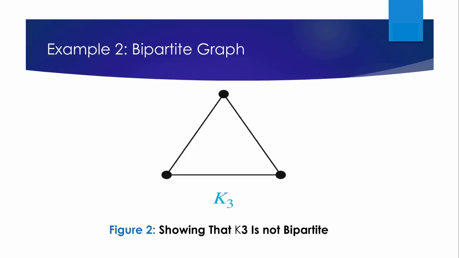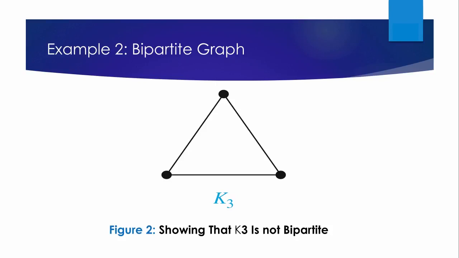As another example, consider the graph K3 shown in figure 2. K3 is not bipartite. To verify this, note that if we divided the vertex set of K3 into two disjoint sets, one of the two sets must contain two vertices. If the graph were bipartite, these two vertices should not be connected by an edge. But in K3, each vertex is connected to every other vertex by an edge.